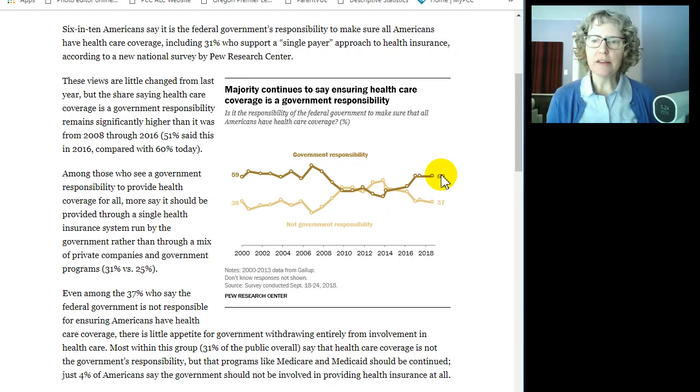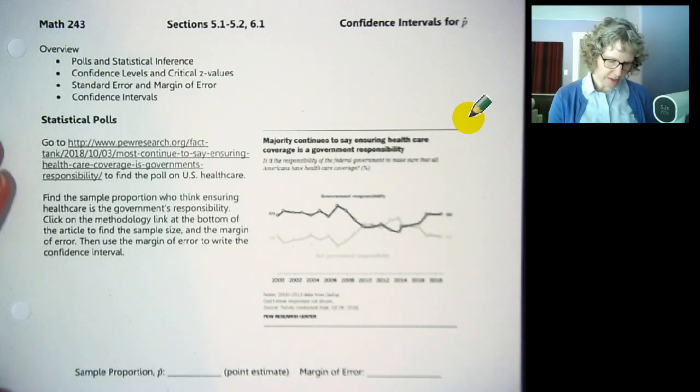So I want to study this poll a little bit more in terms of how they got this number, how they got their sample, what their sample size was, and another thing we need to know is what their confidence level was. Okay, so let me flip back to the packet for a minute.